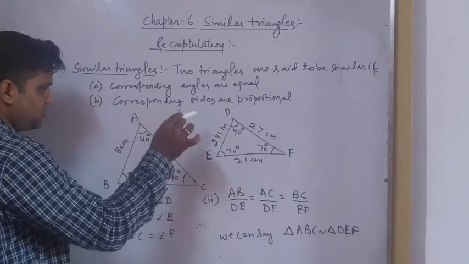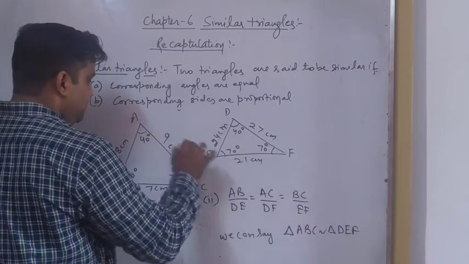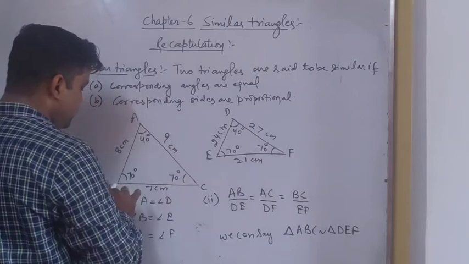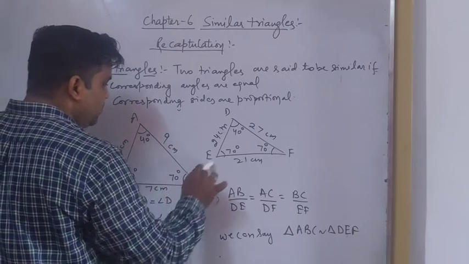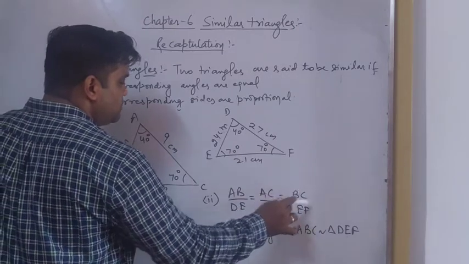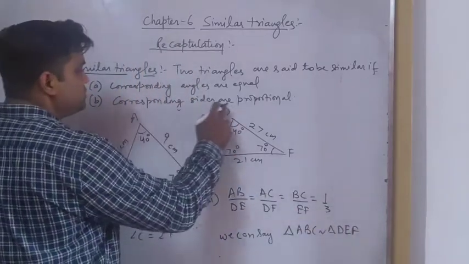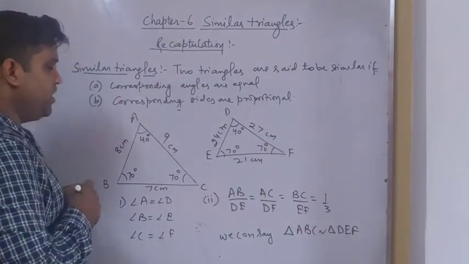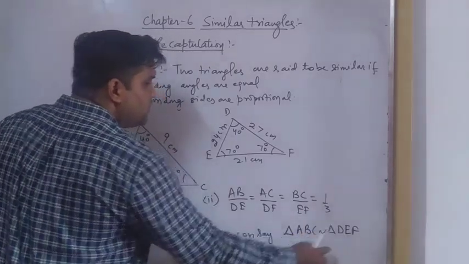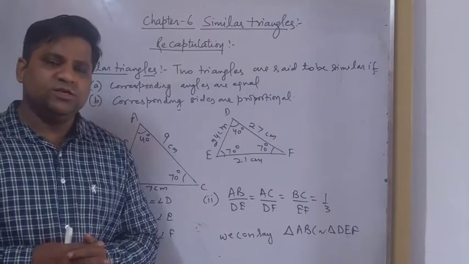Similarly, the ratios of the corresponding sides of both triangles: AB by DE is equal to AC by DF, which is equal to BC by EF, which is equal to 1 upon 3. So the ratios of the corresponding sides are equal. When these two conditions hold, we can say that triangle ABC is similar to triangle DEF, which is the criteria for two triangles to be similar.